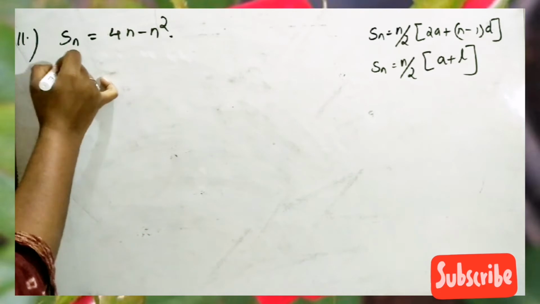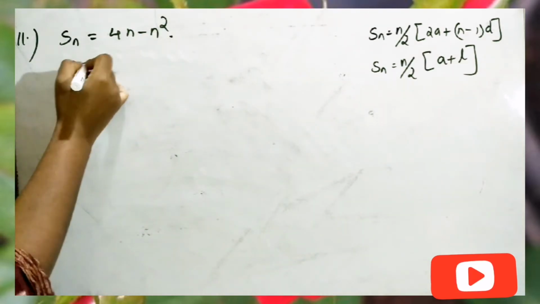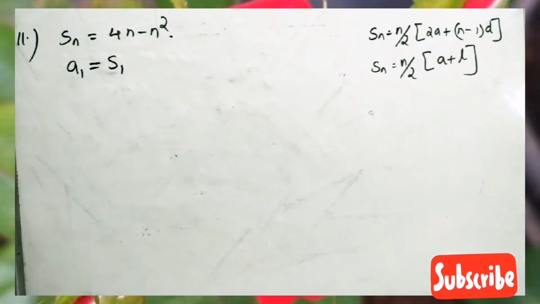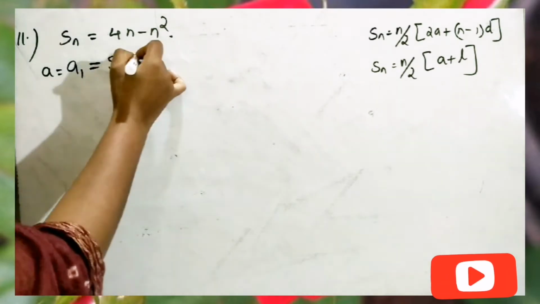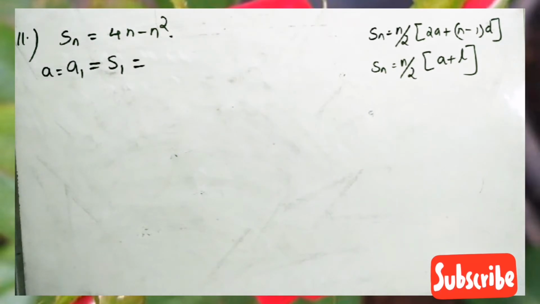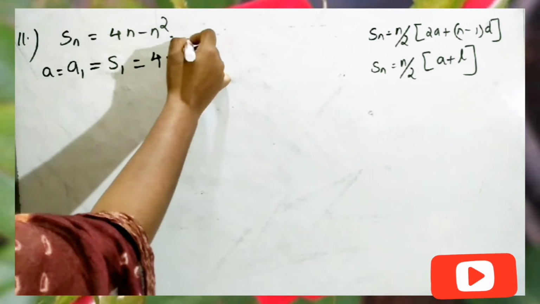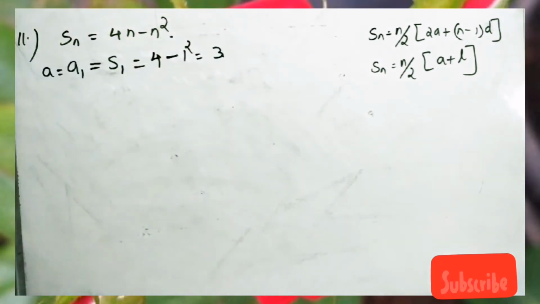The first term A1 is equal to S1, because S1 means the sum of first one term. That is actually equal to A1. A1 is our a. So a is equal to A1, which is equal to S1. In this expression, just put n equal to 1, then you will get S1. That is 4 minus 1 square, which is equal to 3. So A1 is equal to 3.